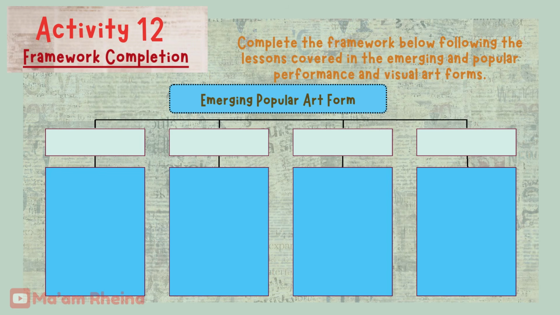This will help you organize what you've learned and reflect on the key elements of each art form we discussed. Be honest, thoughtful, and creative with your responses. Think about what defines each art form. What elements stood out to you the most? How do these art forms reflect identity, culture, or imagination? Pause the video now and start filling in your framework.